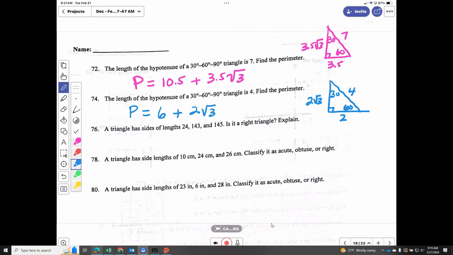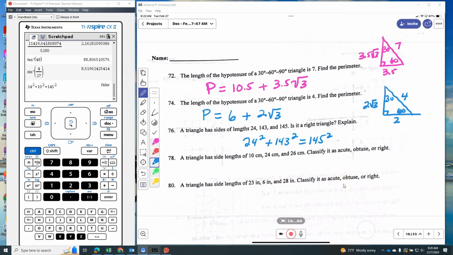A triangle has the lengths of 24, 143, and 145. Is it a right triangle? So it's going to be 24 squared plus 143 squared, and you got to check if it equals 145 squared. I'm going to pause it for now. So it's not true. I just checked, so it's not a right triangle.